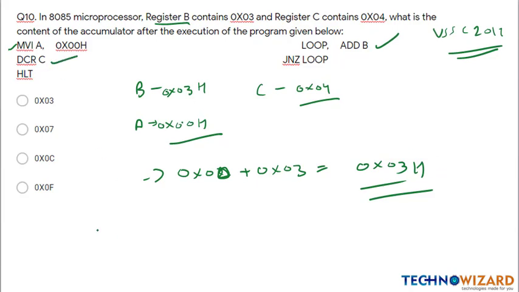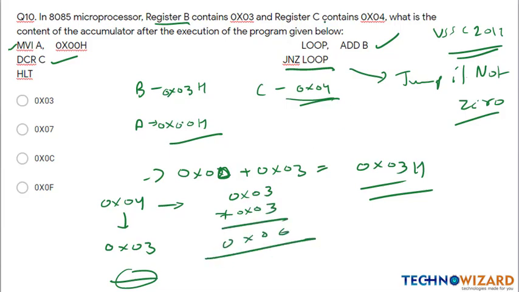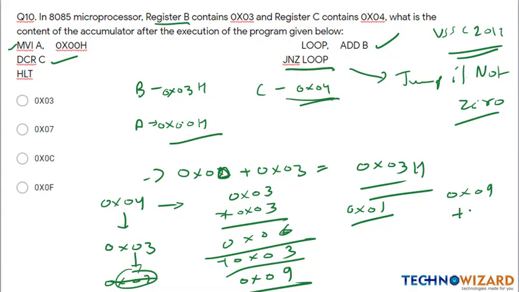After this, they have said decrement C. C is 0x04H, so decrementing gives 0x03. Then they have said JNZ loop. JNZ loop means jump if not 0. We have to repeat this operation till we get the answer as 0 on decrementing the register C. On decrementing, we add 0x03 to 0x03 to get 0x06. After 0x03, 0x02, we add another 0x03 and get 0x09. After decrementing to 0x01, we add 0x09 plus 0x03 and get 0x12.